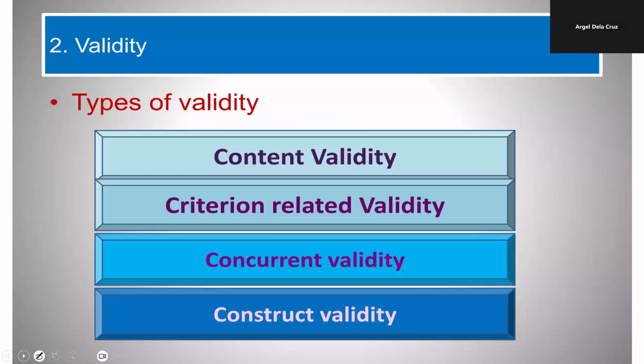So there are different types of validity. We have content validity, criterion-related validity, concurrent validity, and construct validity. A separate video is being posted along with this recording to discuss the different types of validity. But we are concerned about the content and the criterion validity in particular.